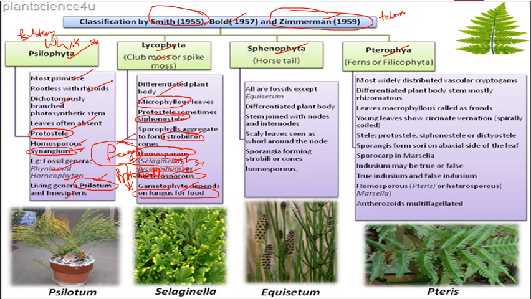Next is Sphenophyta, that is commonly known as horsetail. All the genera are extinct except Equisetum. So the plant body is differentiated into stem, jointed with nodes and internodes, scaly leaves in whorls around the nodes, sporangia forming strobili or cones, and they are homosporous. Then next comes the last one, advanced pteridophytes, which are known as ferns.